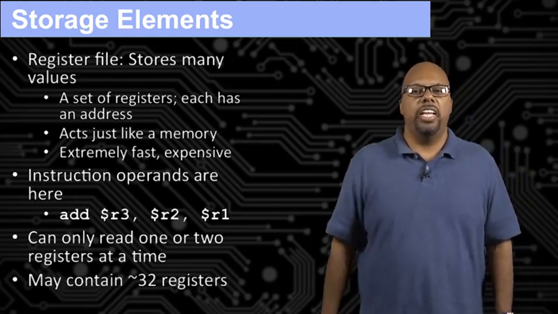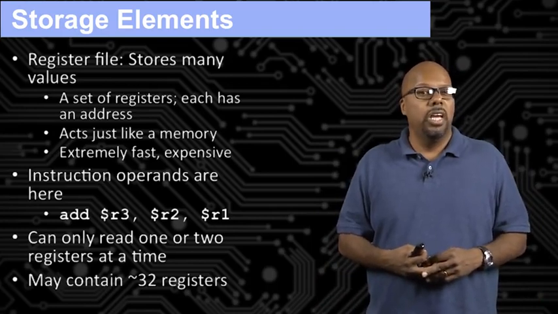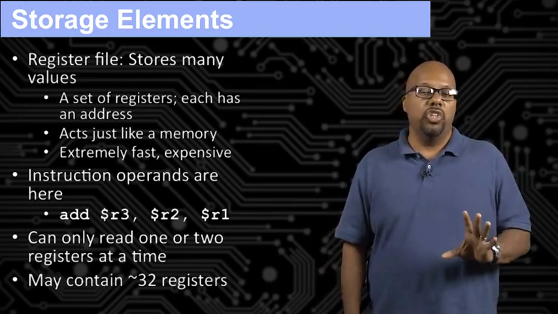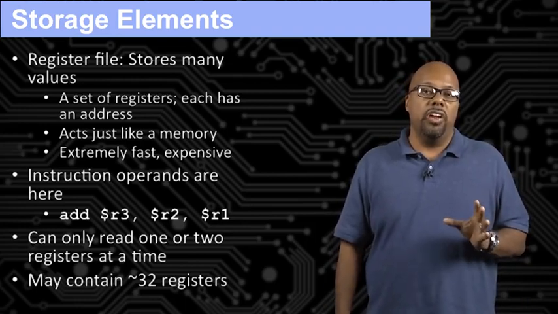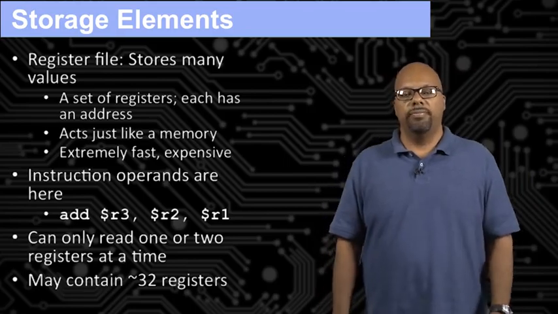A register file often has, say, 32 registers. That's very common to find in a microcontroller, 32 different registers that you can access. So that gives you a hint as to how expensive they are. 32 isn't much, but that's generally all you can afford on a microcontroller.